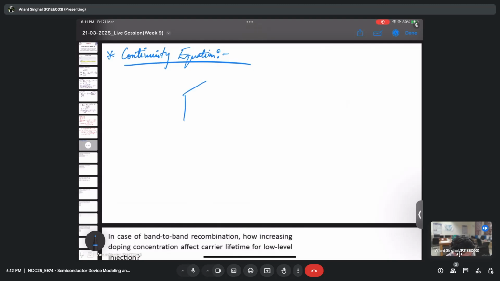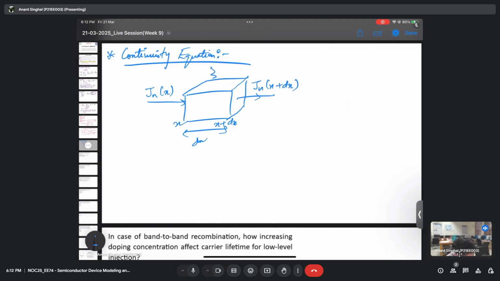So what we have is, as I said, let's say we have a certain bar. The inside-going current, J_n, I'm denoting for electrons only. Let's say this is of length dx, starting at x and ending at x plus dx. At this point there is some recombination and generation happening by some method. And let's say A is the cross-sectional area.